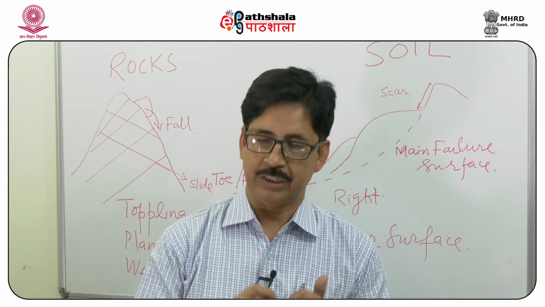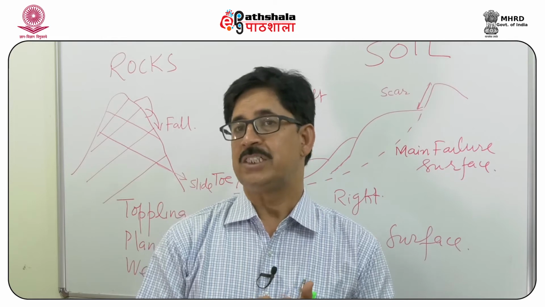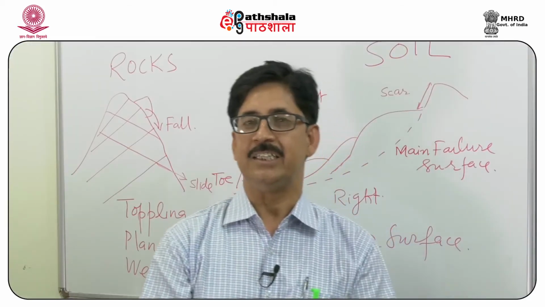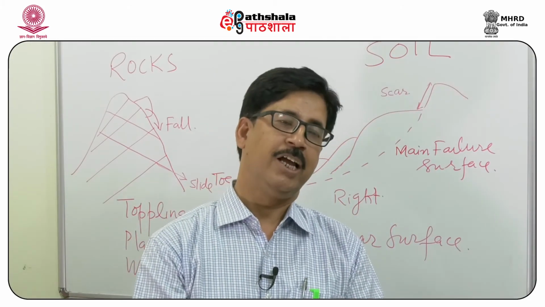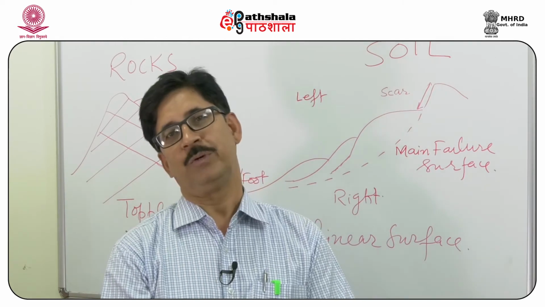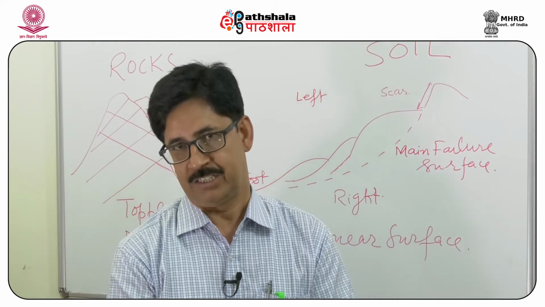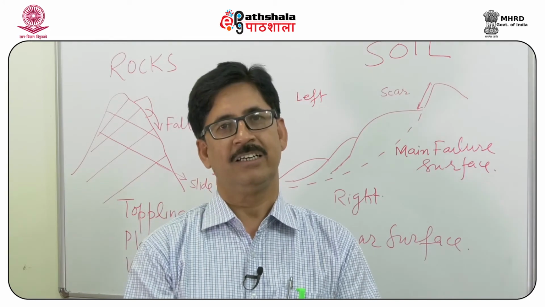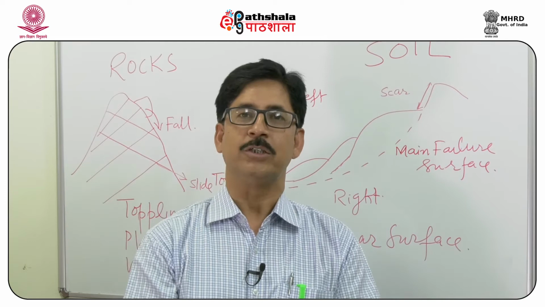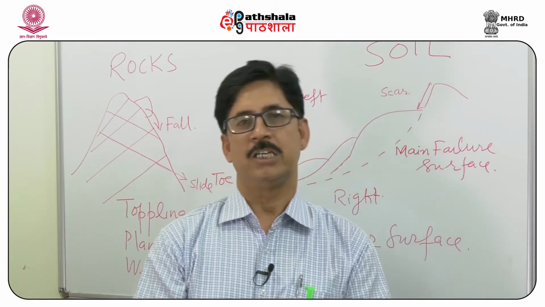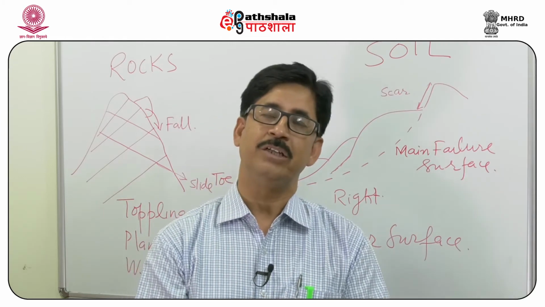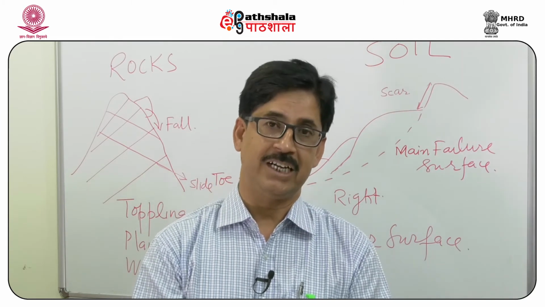movement is restricted. For the long-term strategy, we have to go for landslide hazard zonation, where we look at the slope in question and divide it into 4 different categories: a slope with no possibility of landsliding, a slope with very low possibility of landsliding, a slope with moderate possibility of landsliding, and a slope with very high possibility of landsliding.